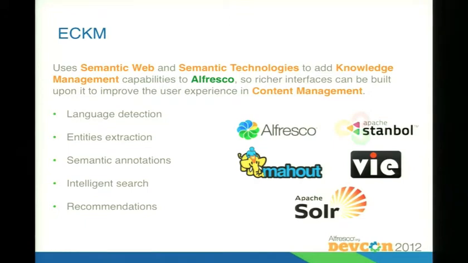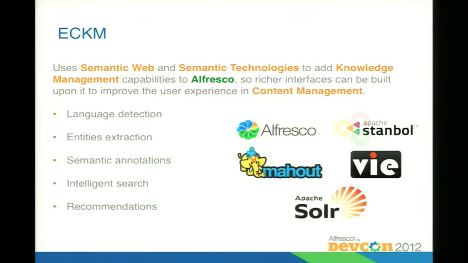These are the technologies that we are using for the ECKM. Alfresco doesn't need any presentation. Apache Stanbol is the web framework for building semantic web ECM systems. Mahout is the machine learning, so it can process the information and get a result. Vie is the front end for creating semantic contents, and Apache Solr is the search engine based on Lucene.